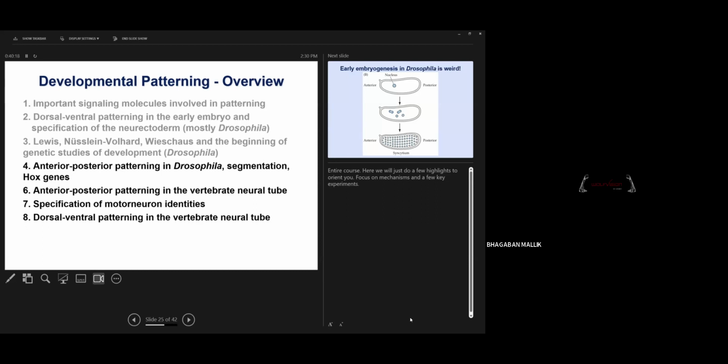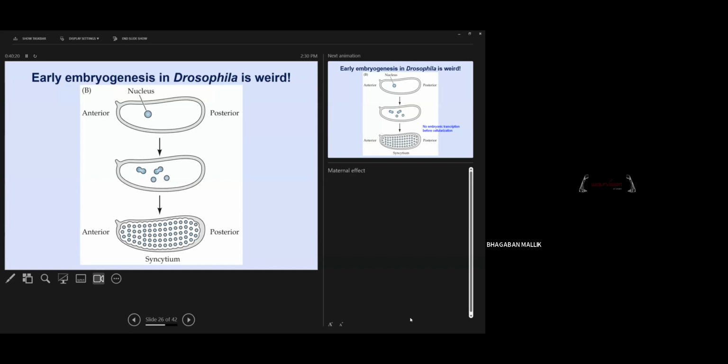I just want to go over how this development happens: the cytoplasmic polarity, how the maternal genes activate the next set of genes, the gap genes or the pair-rule genes, and then the segment polarity and homeotic genes.